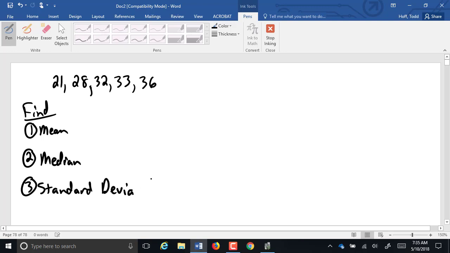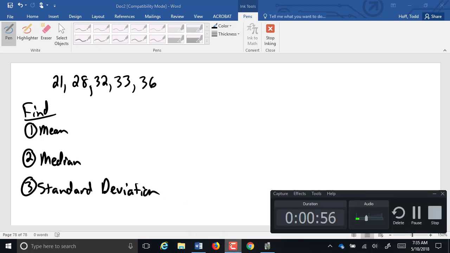Now I left off the mode. Why would I leave the mode off? There isn't one. In a small set of numbers like this, the mode is kind of meaningless. Mode is only useful for numerical data if it's a large set of numbers. Otherwise, the mode is generally more useful for categorical data. I also left off the range because, well, I'm just not that nice to let you answer. So answer those three quick.